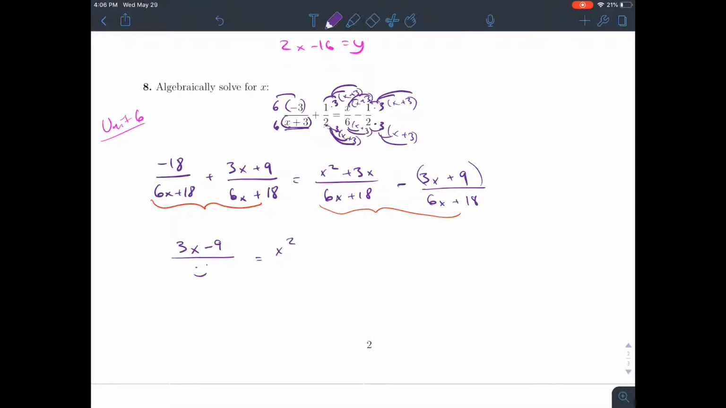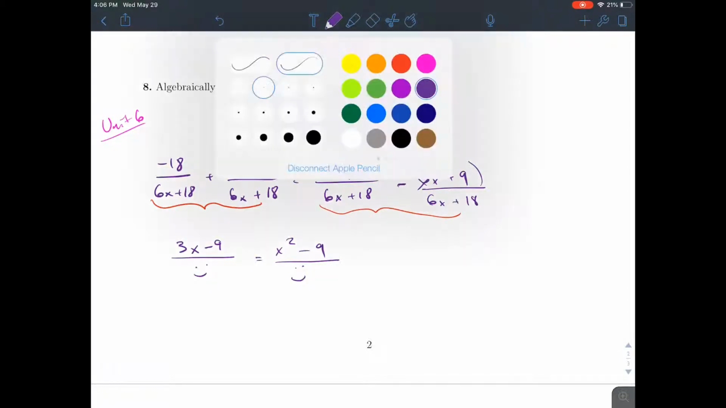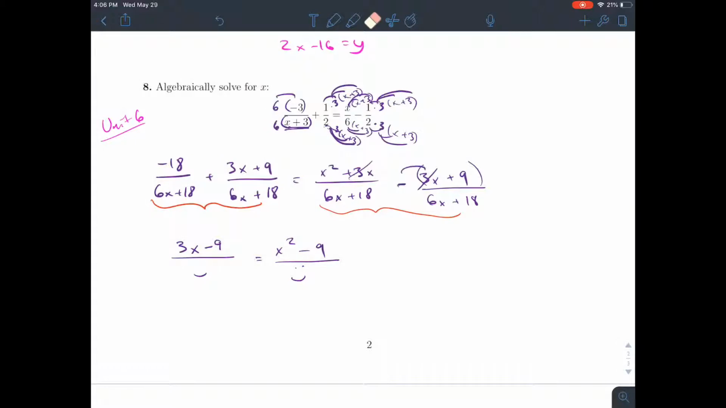And then over here we get x squared, positive 3x minus 3x is 0x, they cancel out, and then minus 9. And that's all over the same denominator, 6x plus 18. But let me actually just write it this time. I hope the smiley face reminded you of the unit, but just for the sake of clarity, because we haven't seen one of these in a while, I'll leave it as 6x plus 18.